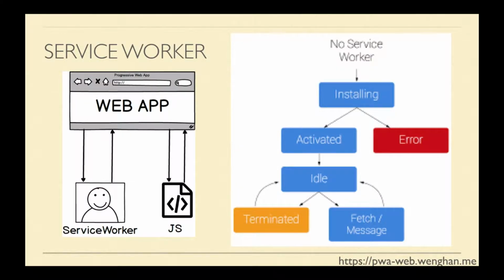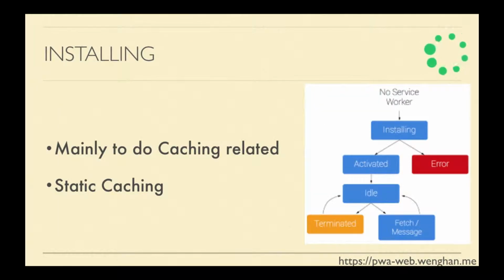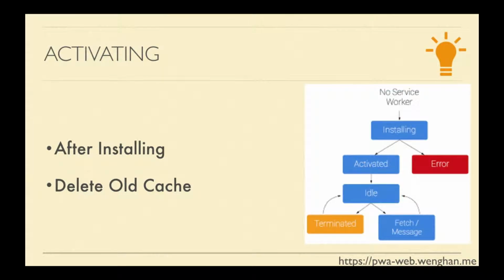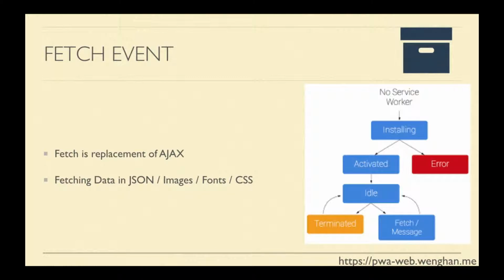Service worker has a life cycle. In installing, it mainly does all the caching related work, normally static caching. Next, I'm going to talk about activating. Activating is a process after installing. What we do here, normally, is delete the old caches. Fetch event is a replacement for the old kind of Ajax. Fetch events normally occur when we fetch new JSON, images or fonts. In the fetch event, we can also do caching, so we call it dynamic caching.